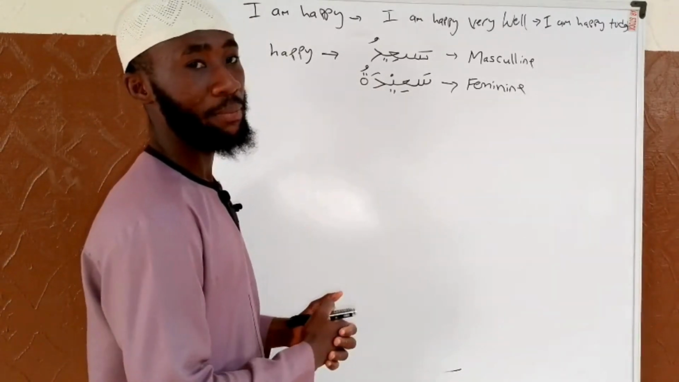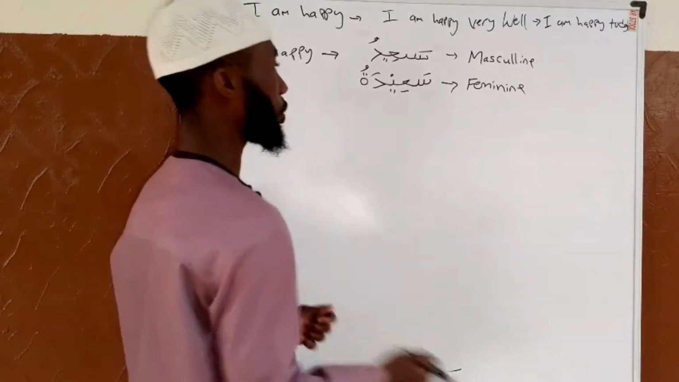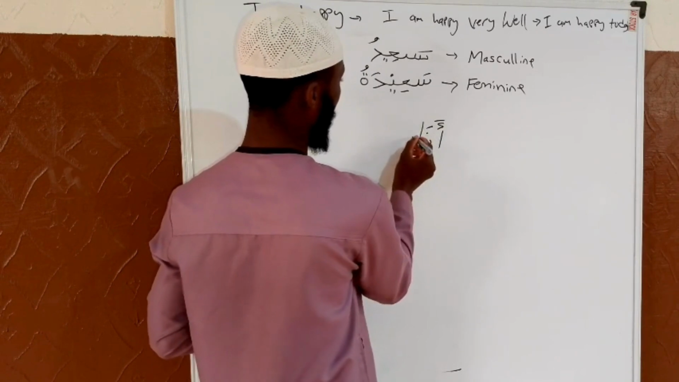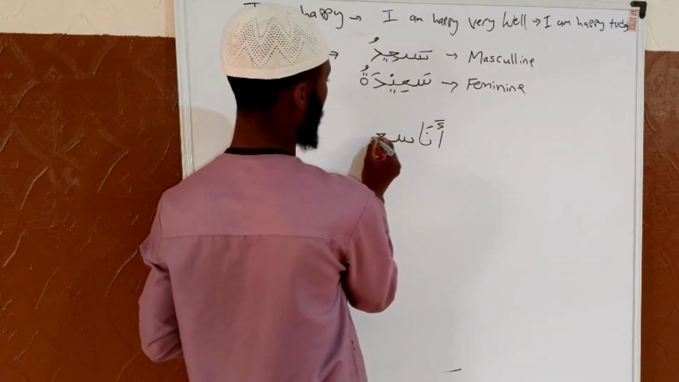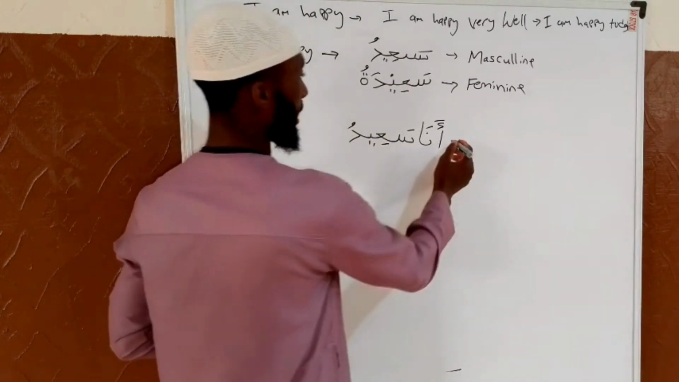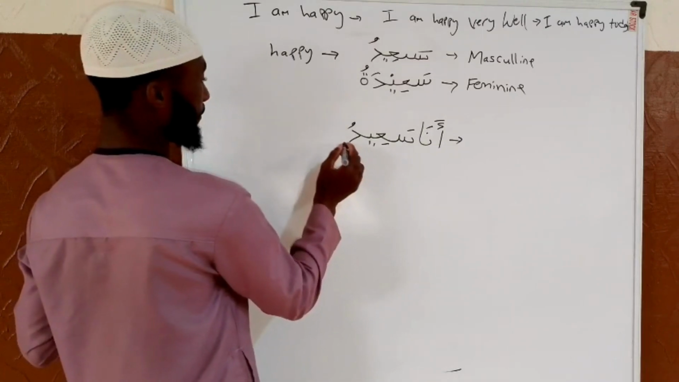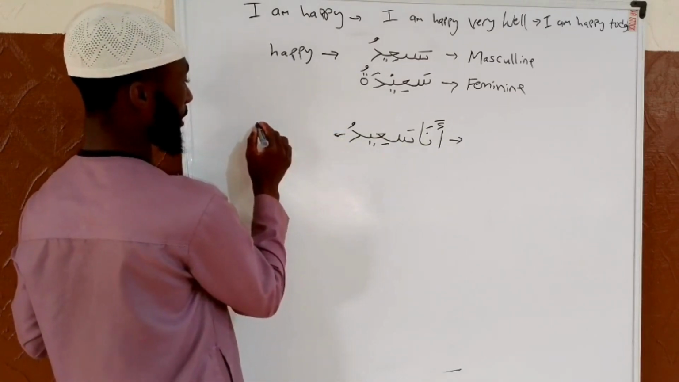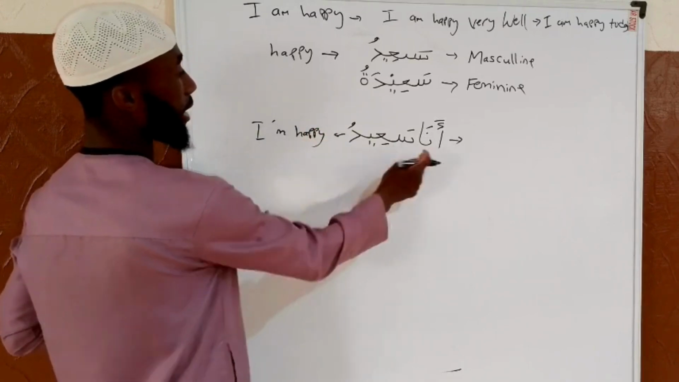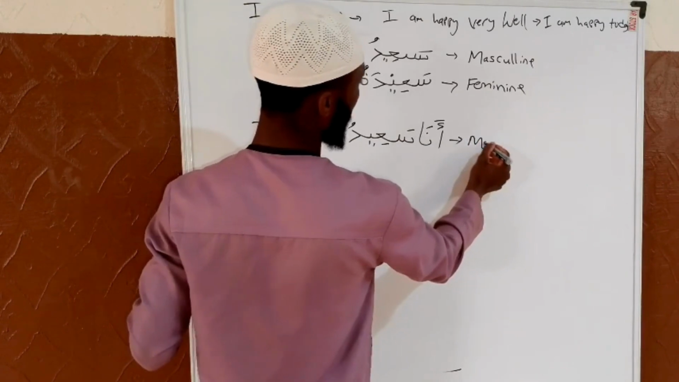Now, how do I say I am happy? How do I say that in Arabic? I am happy. It will be Ana Sa'id. That's I'm happy, and it is for masculine.